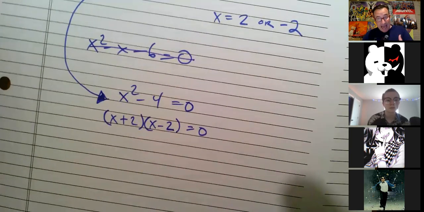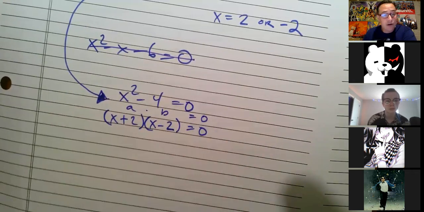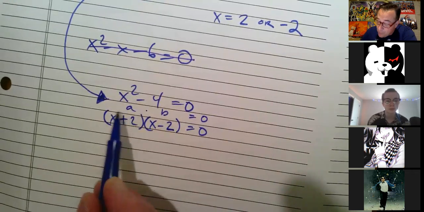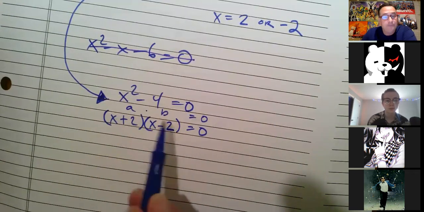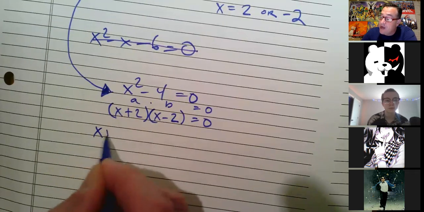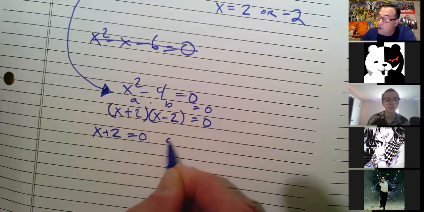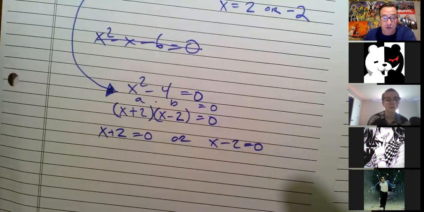Now, if we take this as our a times b equals 0, I know that either this set of parentheses has to equal 0 to make this true, or this set of parentheses has to be equal to 0 to make this true. So if I set both of those equations up, x plus 2 equals 0, or x minus 2 equals 0, let's see what my two answers are going to be.